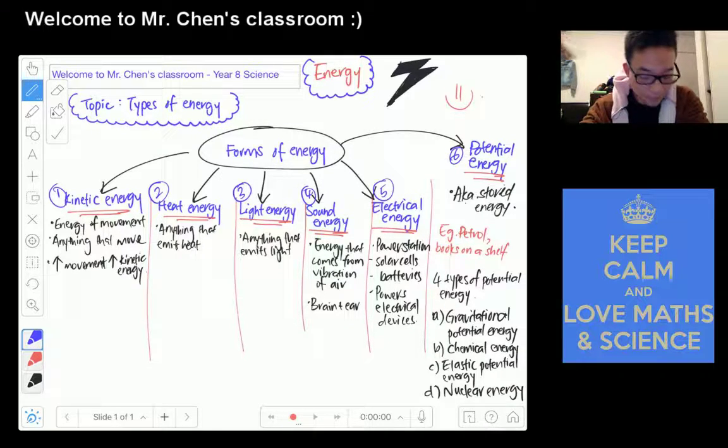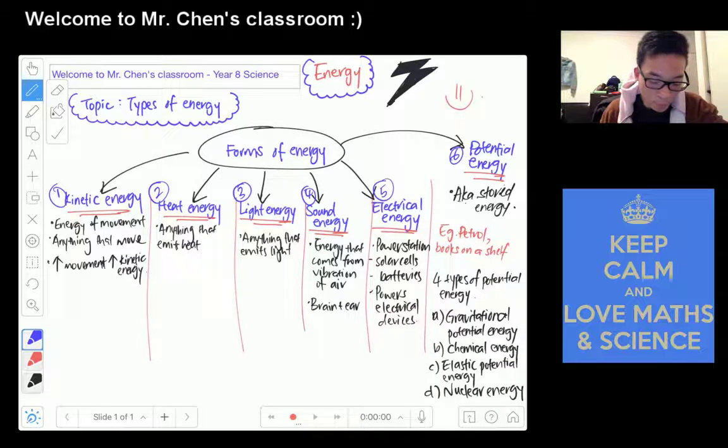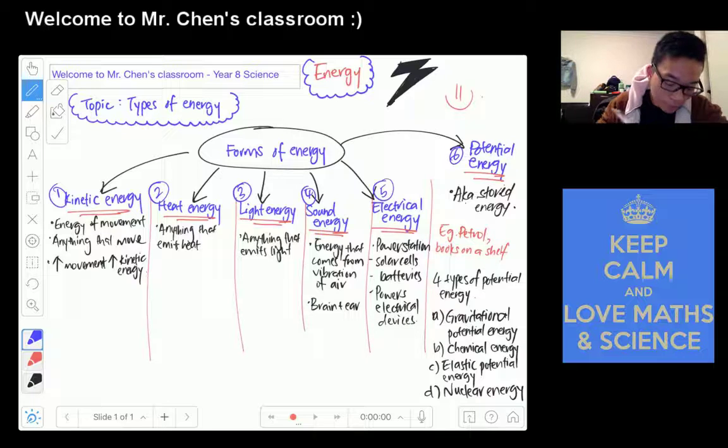Okay, so let's look at the first one, kinetic energy. That is one of the most easily recognizable ones. Pretty much anything that moves has kinetic energy in it. Kinetic energy is the energy of movement. Anything that moves has kinetic energy, and the faster the object is moving, the more kinetic energy it has. So this is quite an easy one. So we take that one off.